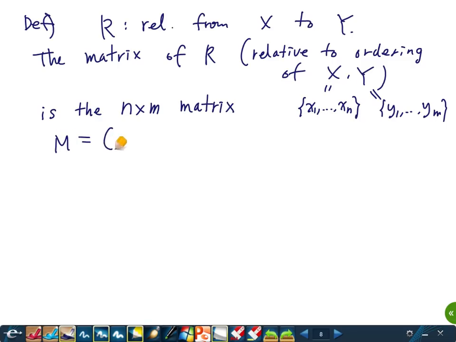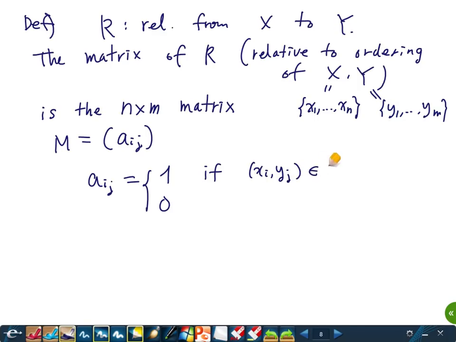The matrix, which I denote A, has ij entry a_ij, where a_ij is either 1 or 0. It is 1 if (x_i, y_j) is in the relation, and 0 otherwise, like we just defined in the previous example. You fill the entry with 1 if there is a relation, and 0 otherwise. So we assume that the order is given.